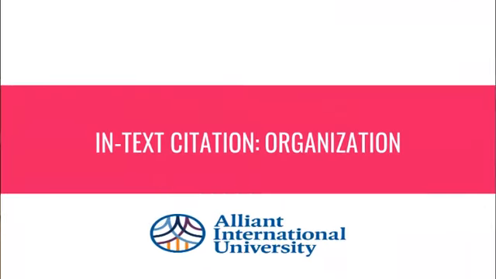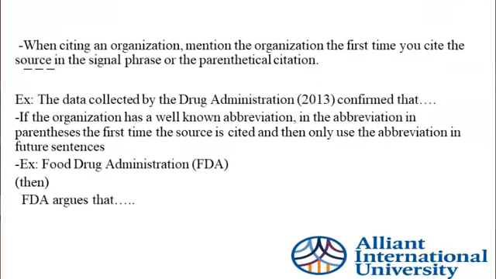Okay, so if we want to cite an organization, mention the organization the first time you cite the source in the single phrase or the parenthetical citation. For example, if we want to say that the data collected by the Drug Administration, you want to say that organization, but also indicate when that was published. So in this case, 2013 confirmed that. If the organization has a well-known abbreviation, include the abbreviation in parentheses the first time the source is cited, and then only use the abbreviation in future sentences. And that's important with any writing.